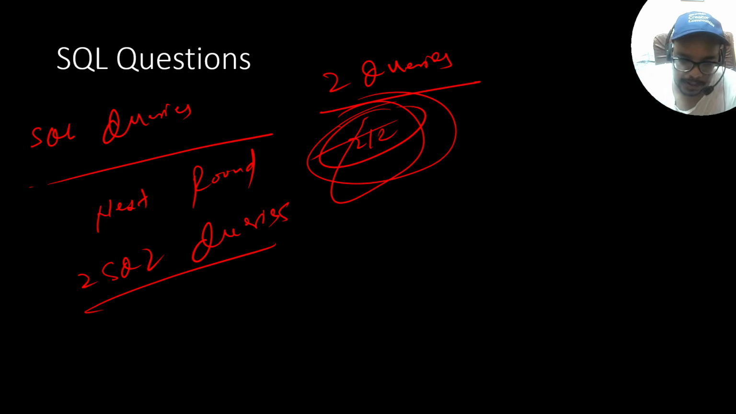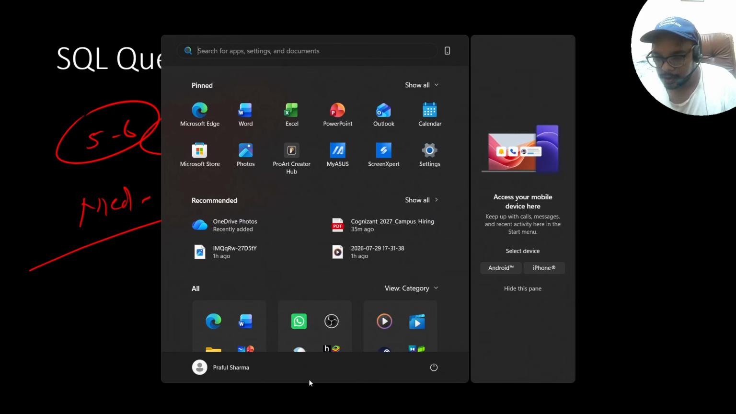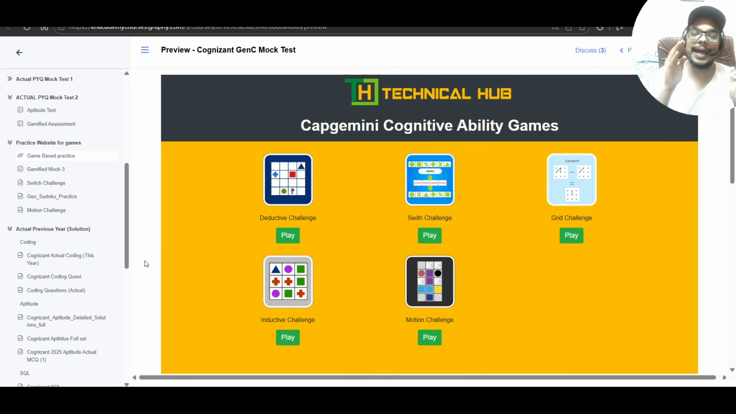They will give you 5 to 6 tables, generally in a single SQL query. Medium to hard level SQL queries you will be getting. So actually, you need to prepare for SQL queries in depth. If you give only 3 days to practicing SQL queries now, I can guarantee you that you will crack SQL for Cognizant. Only 3 days I want.